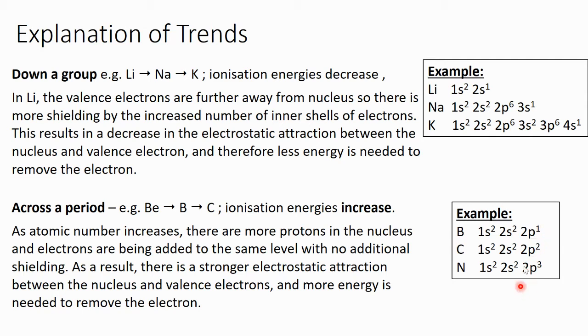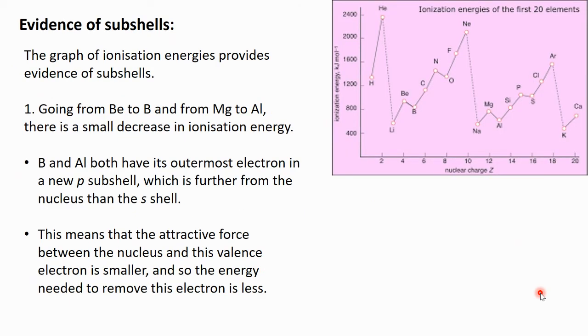What is changing is that there are more protons, and as a result, there is a stronger electrostatic attraction between the nucleus and the valence electrons. So as you go from boron to carbon to nitrogen, you're going to need more energy to remove the electron. So as you go across a period, ionization energies increase.